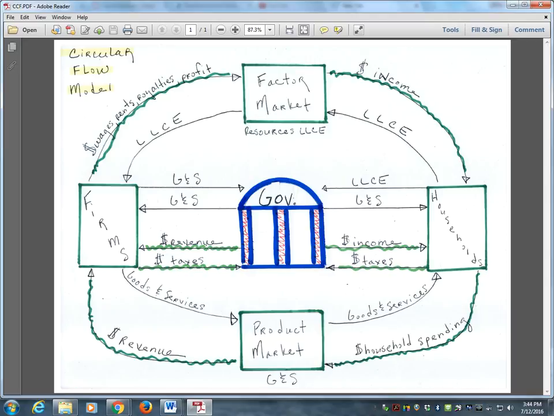The government pays for the goods and services, and it pays the firms, and we call that revenue. If they buy a fighter jet from Boeing, they pay for it. They pay very handsomely for it. Firms likewise pay taxes.